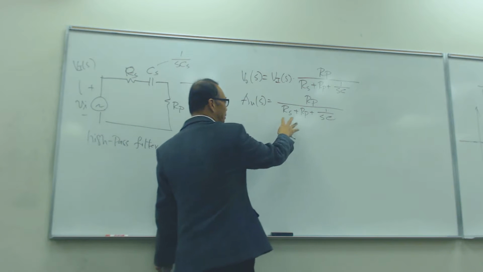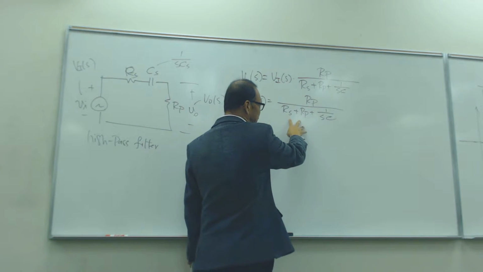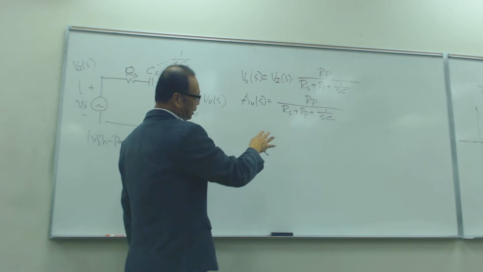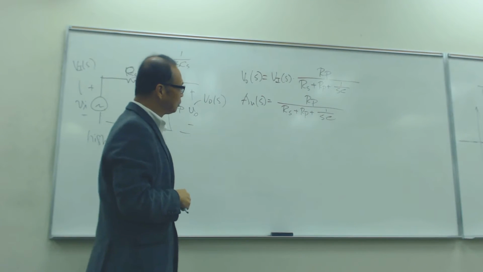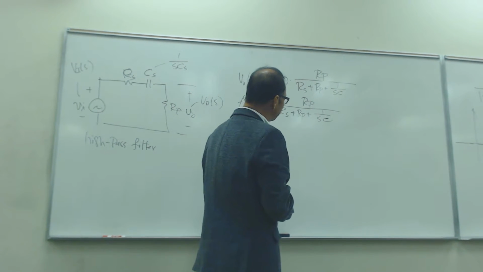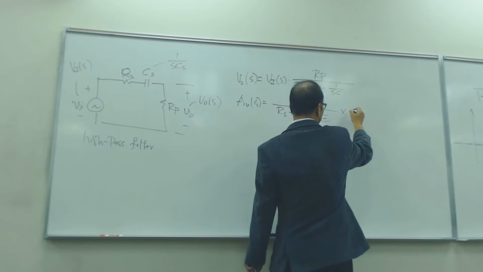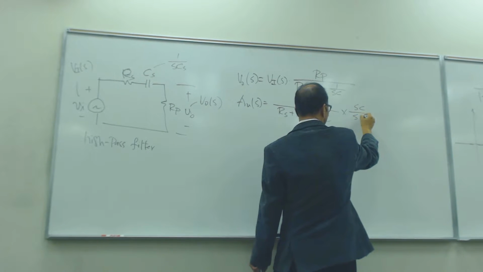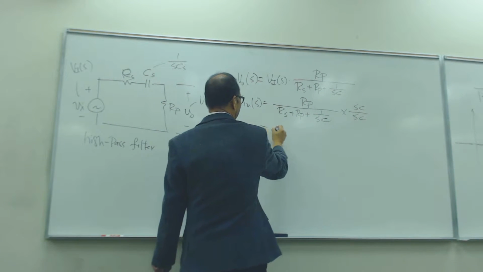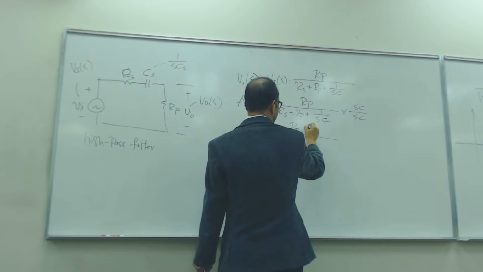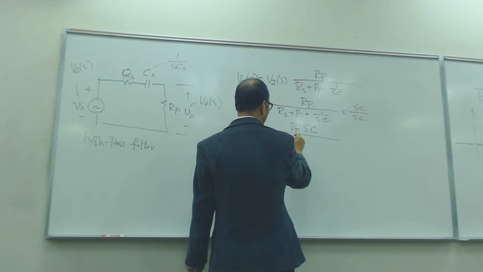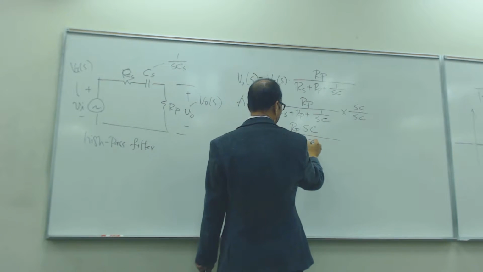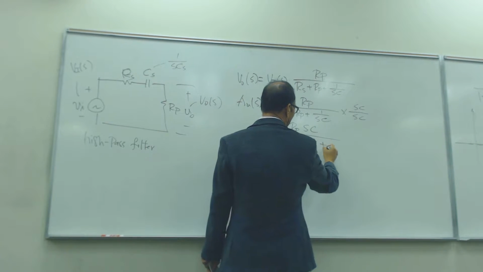But in order to do the Bode plot, we have to put this into the standard form. This is not a standard form. How are you going to do the Bode plot? You cannot. So what do you do? The first thing to do is to multiply SC on top and SC on bottom. So RP SC over RS plus RP SC plus 1.